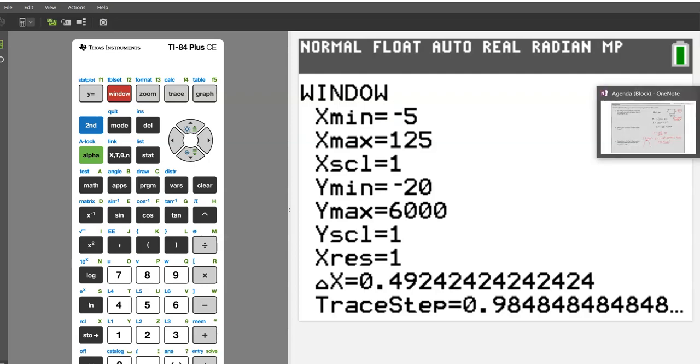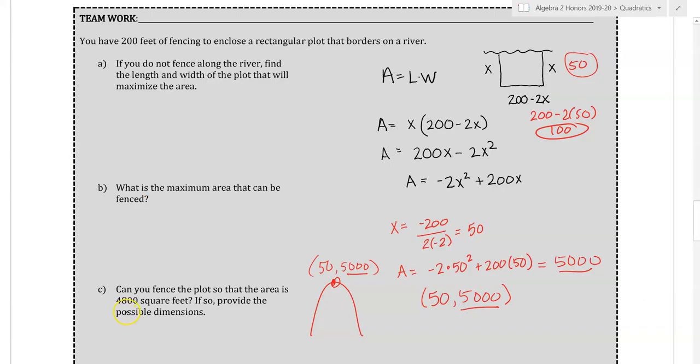All right. So can you have an area that's 4,800 square feet? Yes, that's less than your maximum. So here would be your 4,800 square feet. So there's actually two different possibilities for that. You could find that algebraically by just plugging in 4,800 for A right here and then solving your quadratic by one of the four methods that we know to solve for x. That would give you your two different values or lengths for that side.